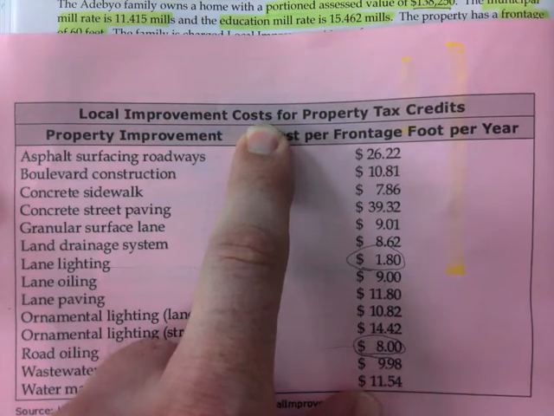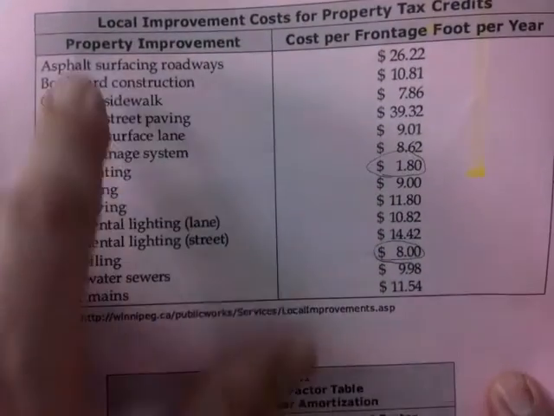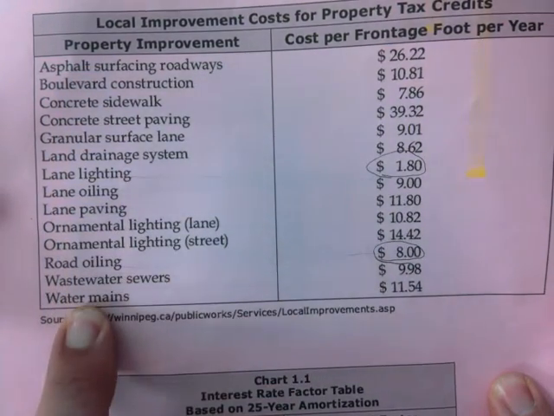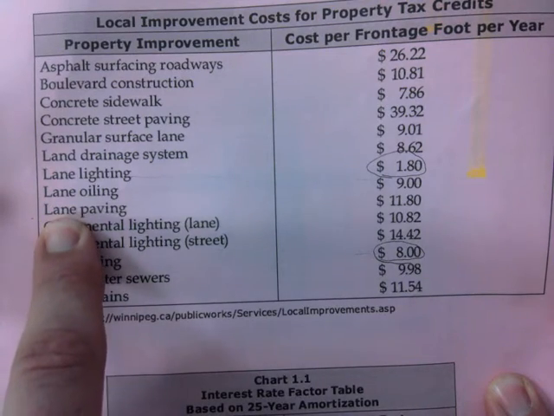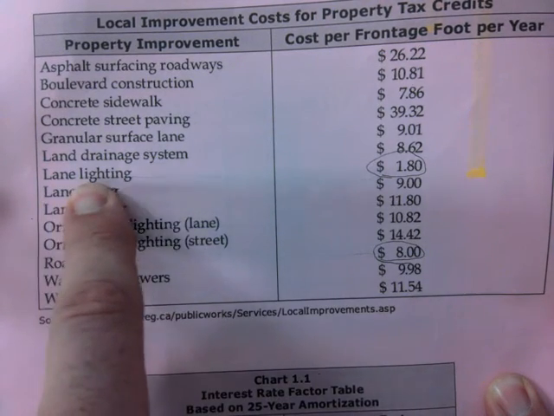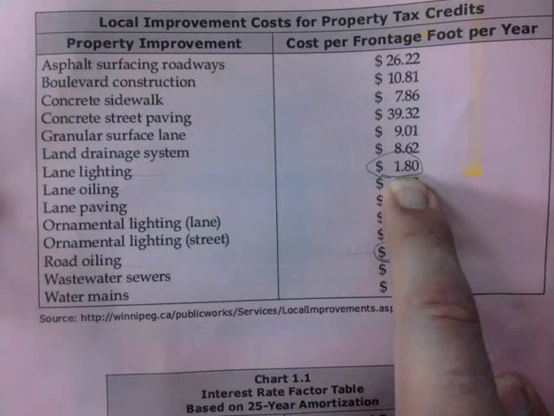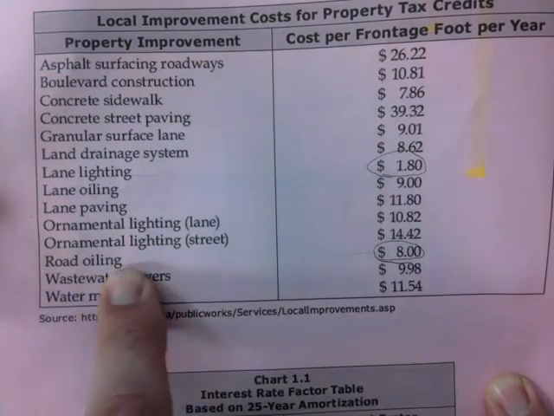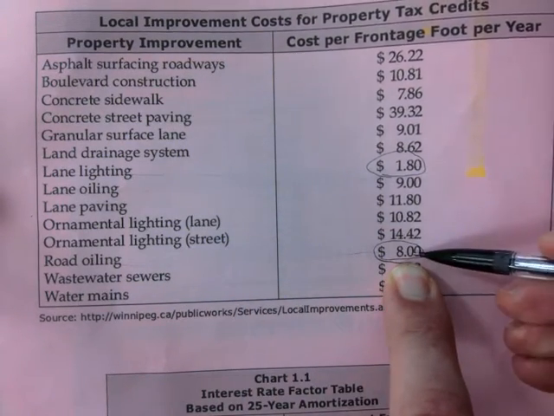Find it, flip through it until you see local improvement costs. There's this table here, and there's all possible improvements that can be made that I can mention. You want to look for lane lighting because that's one of the improvements. I already circled it. That's 180. And the other one is road oiling, which is $8. So let's get these numbers out and bring them with us, okay?